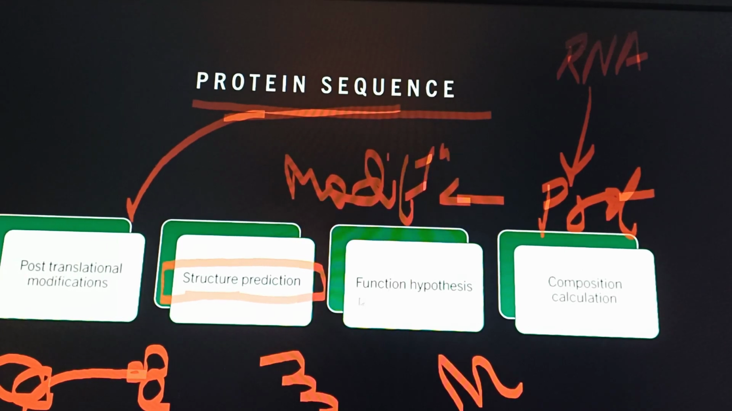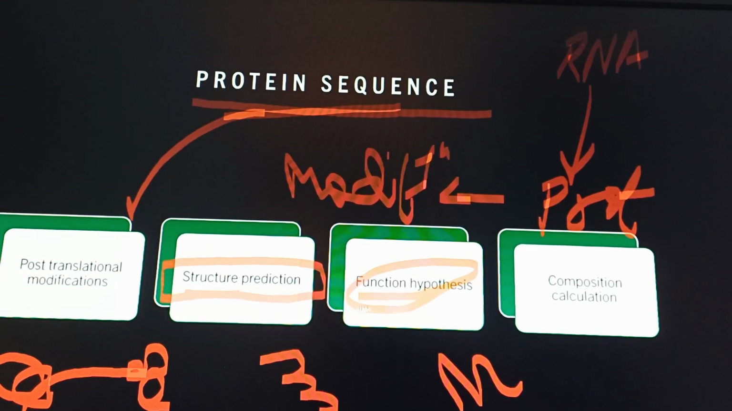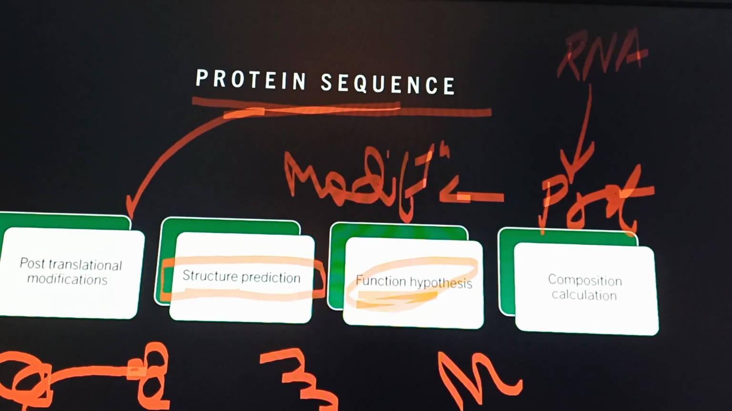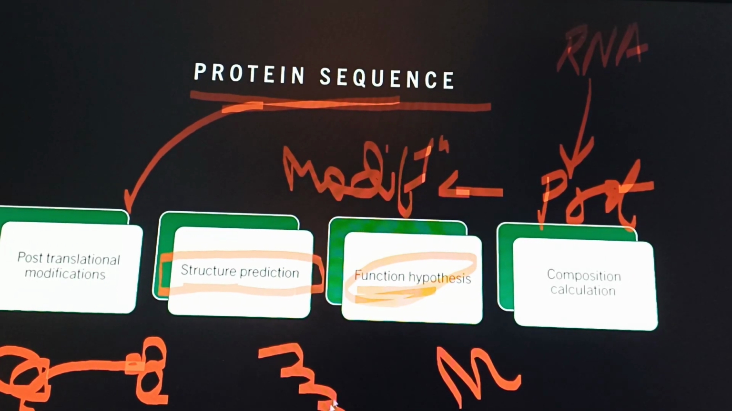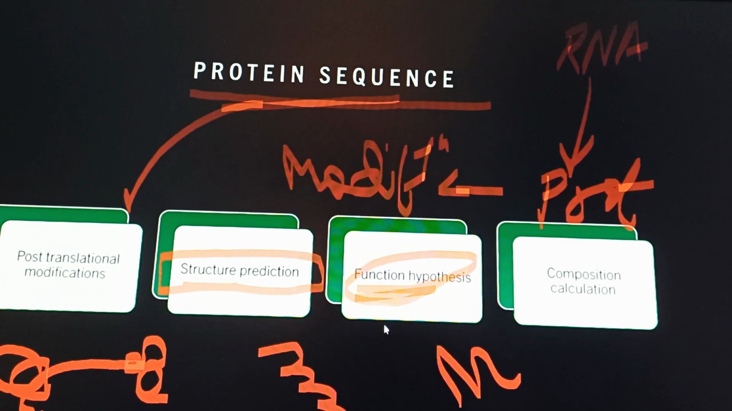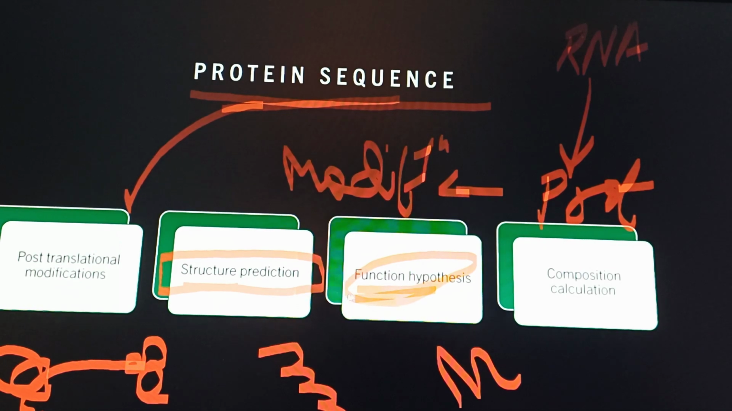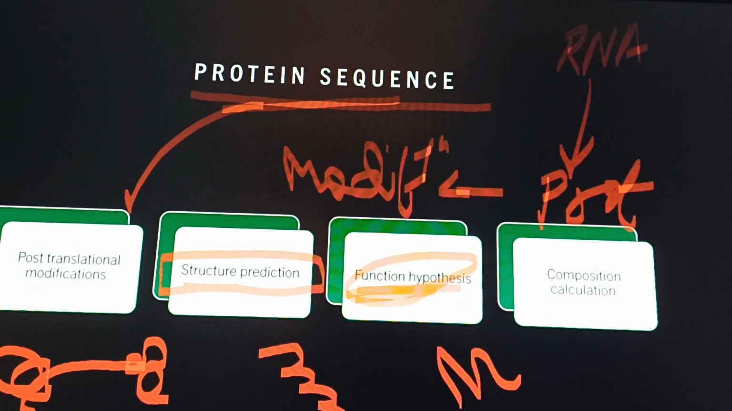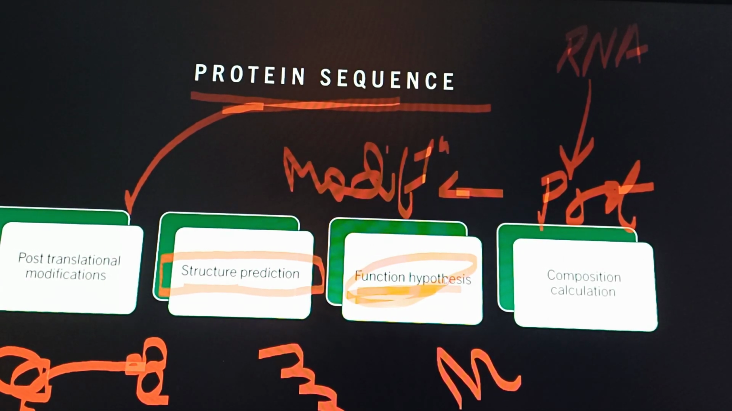We can do some functional hypothesis. By knowing the structure, we can easily predict what kind of function that protein is going to perform. So just by knowing the sequence, we can have a functional hypothesis about that particular protein.